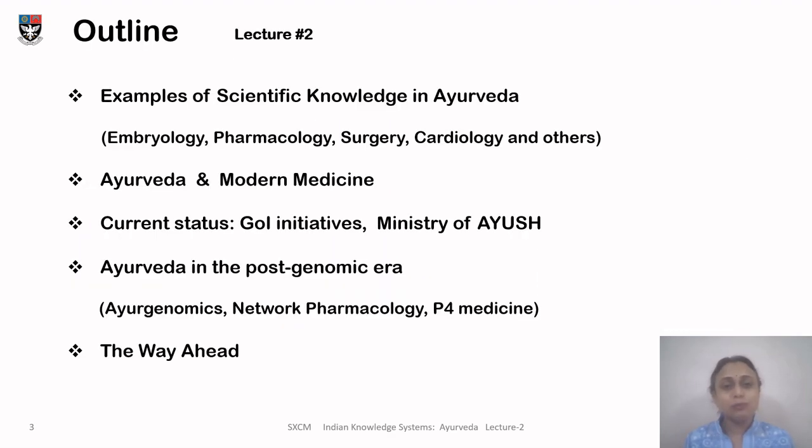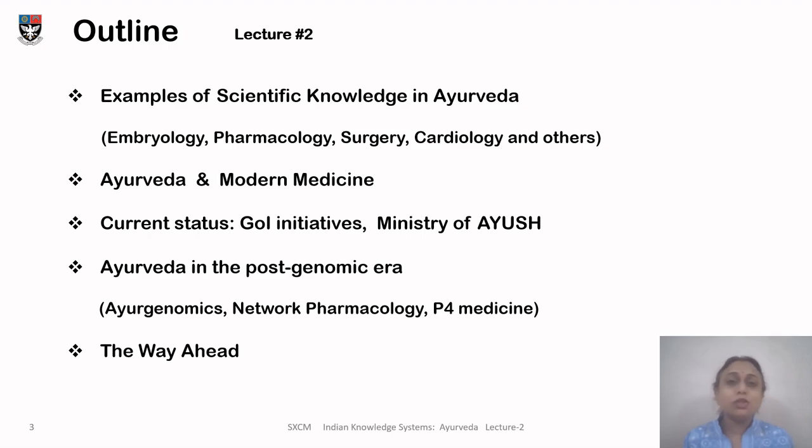In lecture 2, I will walk you through the history of Ayurveda once again, but this time through specific examples for the science and the scientific knowledge that is present in Ayurvedic texts. We will pick up examples from embryology, pharmacology, surgery, cardiology, and other branches of current modern medicine and look at how this science was mentioned in our ancient text 3000 years ago.